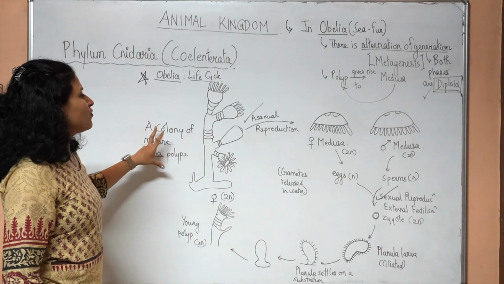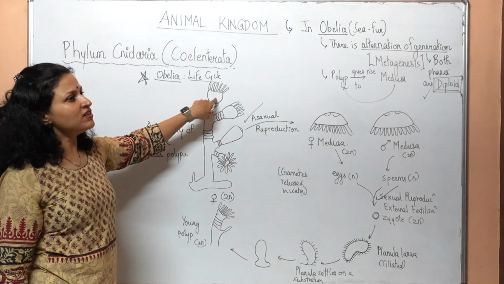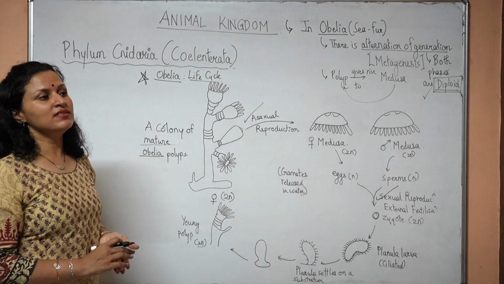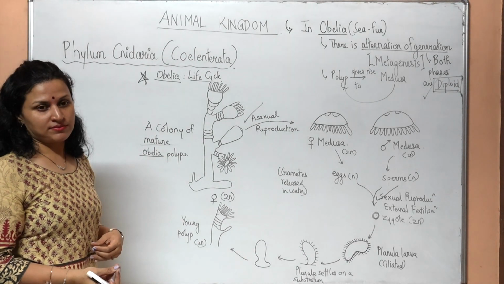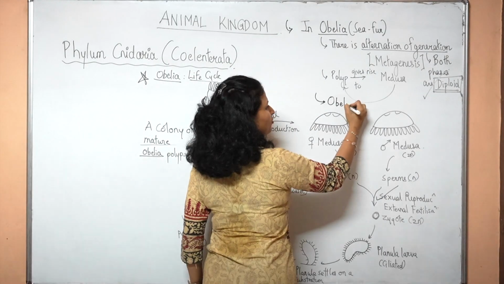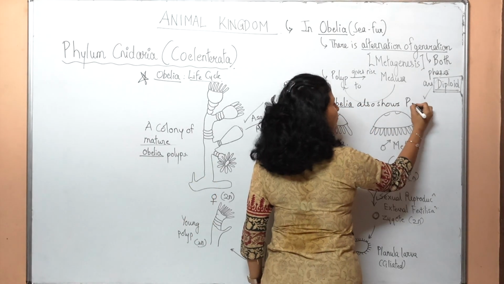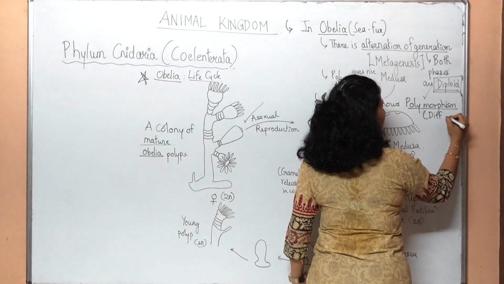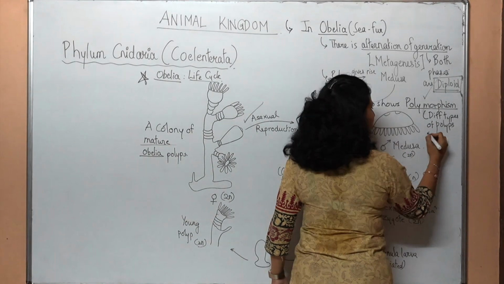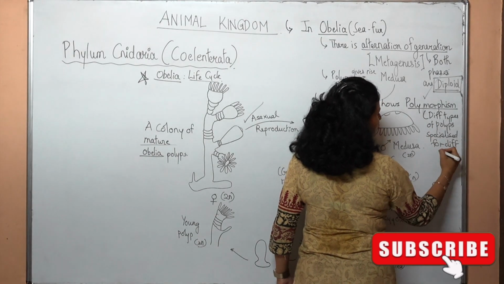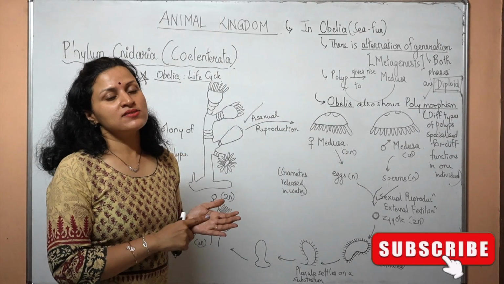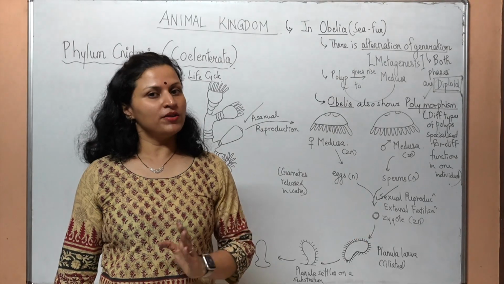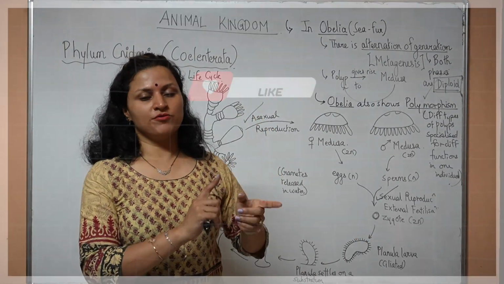Obelia is also known to show one more feature, and that is different types of polyps. This characteristic feature is known as polymorphism, wherein polyps are of different types, specialized for different functions. Obelia also shows polymorphism. Polymorphism meaning what? Different types of polyps, specialized for different functions. So Obelia is known to show metagenesis as well as polymorphism. That is the bottom line. So these were the body forms in Cnidarians: polyp forms, medusa forms, and both the forms together.